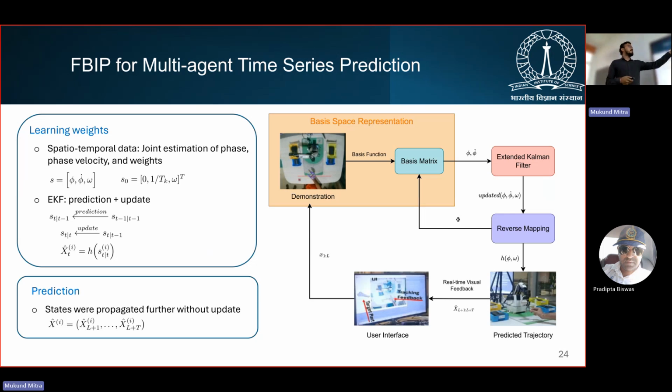First is the basis space representation from demonstration, and then the whole dataset is projected to the basis space through the basis matrix, and then we learn the weights using the extended Kalman filter, and finally there's prediction. All these predictions are visible in real time through a user interface, so that the user can get real time prediction.